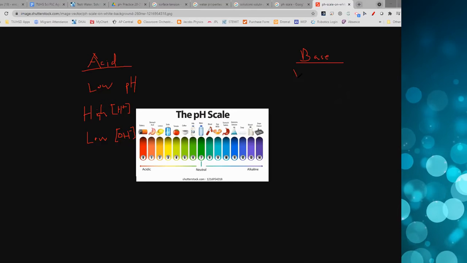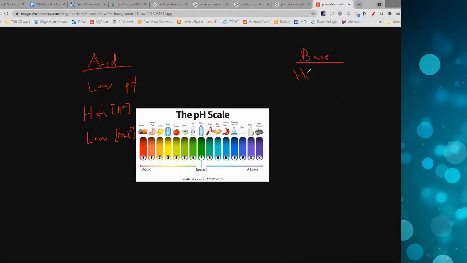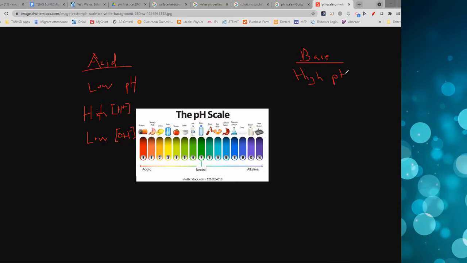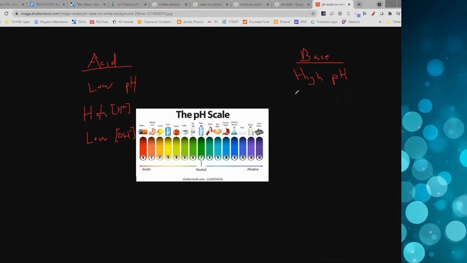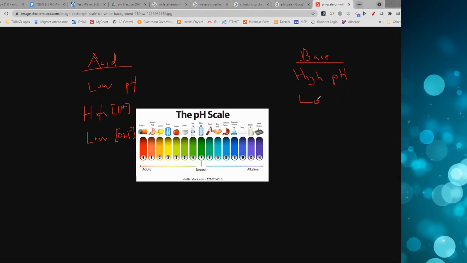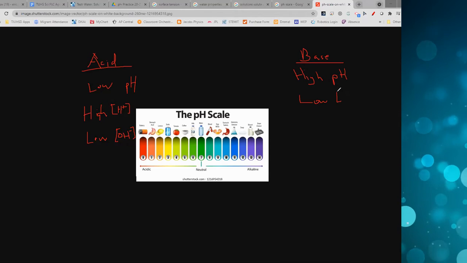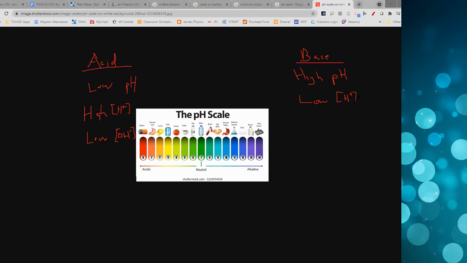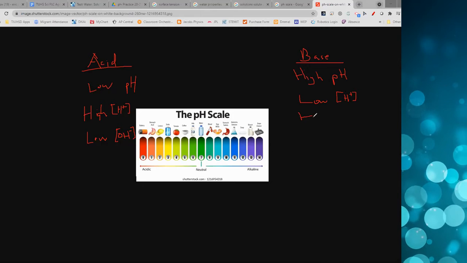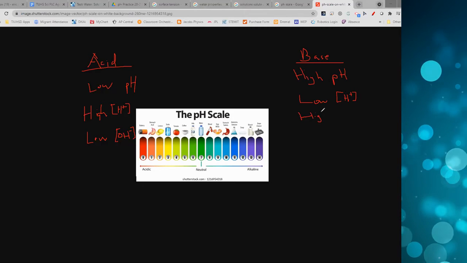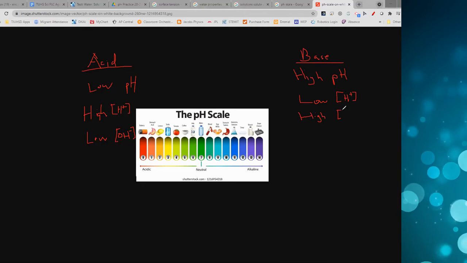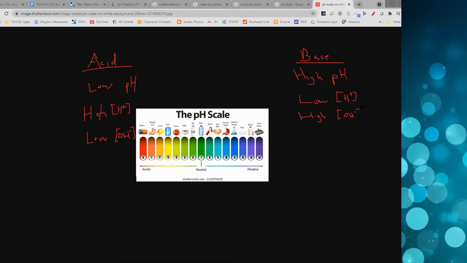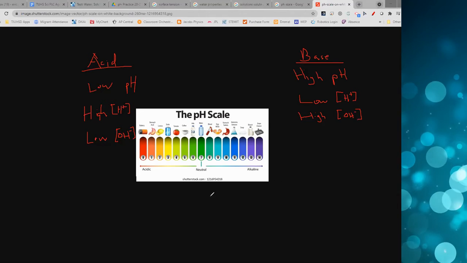Okay, so a base has a high pH, which means it has a low concentration of H plus, and therefore has a high concentration of OH minus.